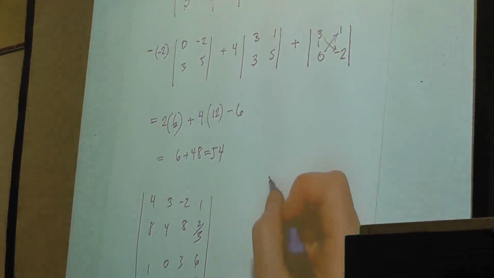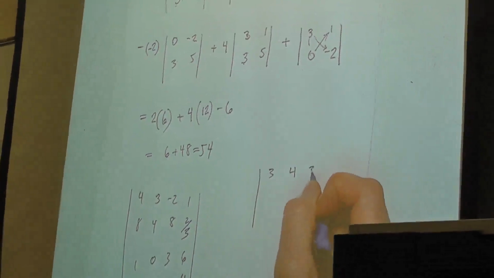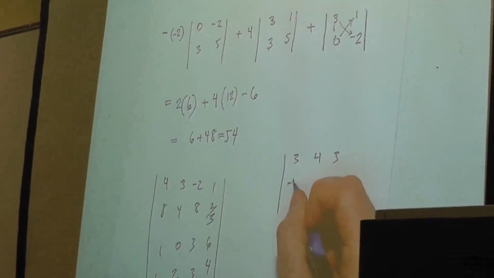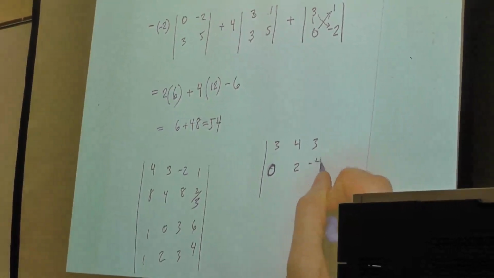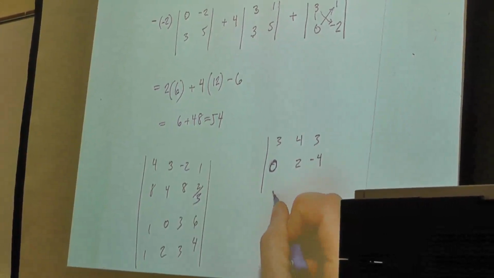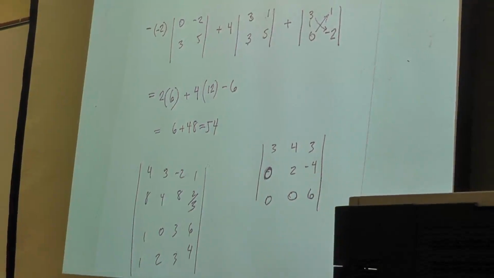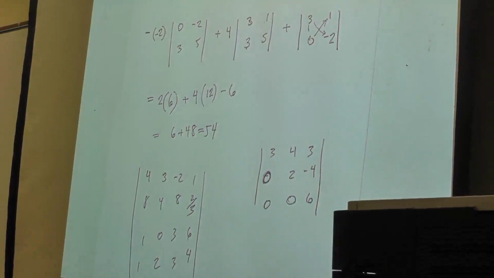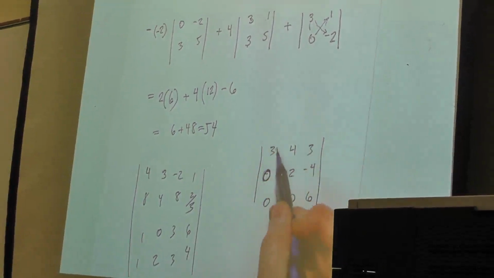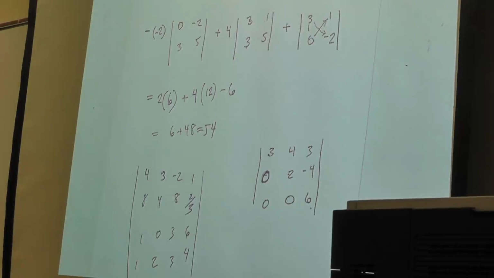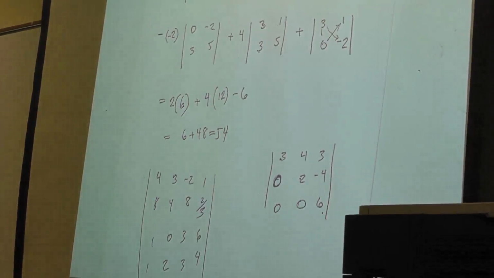In fact, if I had a matrix like the following and wanted to determine it or to take its determinant, that's what's called an upper triangular matrix. And its determinant is 3 times 2 times 6. You can check it. You know, there's all kinds of tricks.